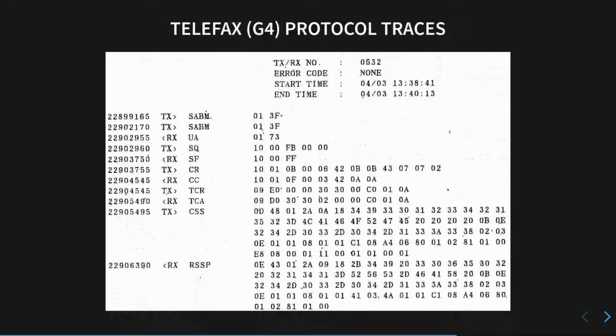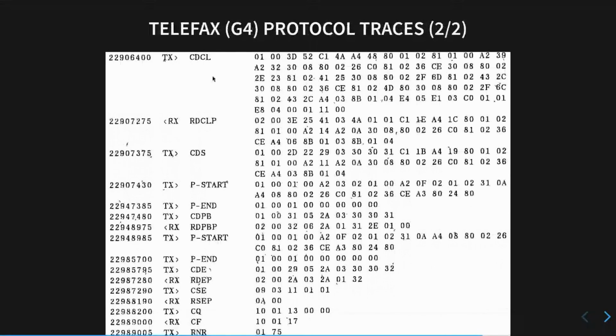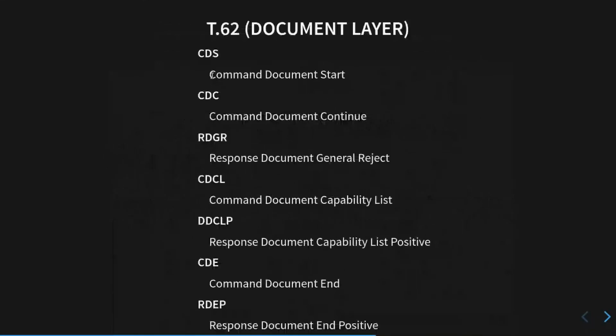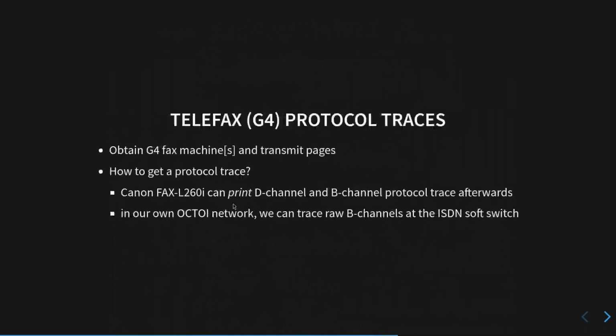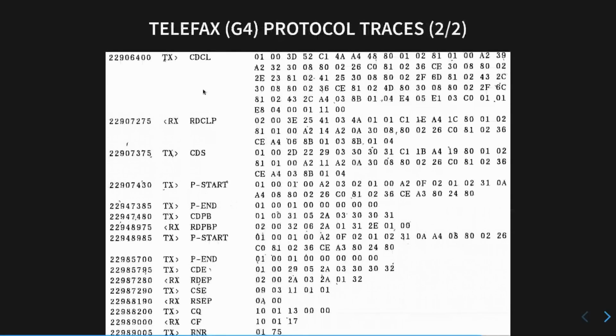So the trace continues. Then we have the CDCL, I have to check again, command document capability list, and the response to that, the RDCLP, the response to the capability. So the two fax machines or fax implementations exchange their capabilities in terms of color, black and white, page sizes, things like that, compression schemes, whatnot.